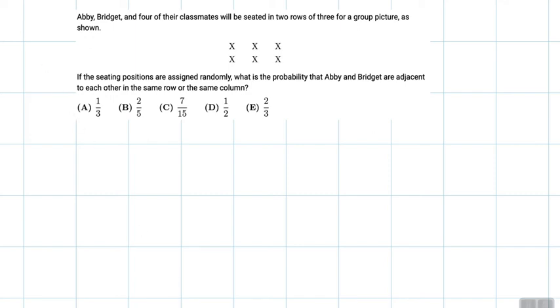Abby, Bridget, and 4 of their classmates will be seated in 2 rows of 3 for a group picture as shown. If the seating positions are assigned randomly, what is the probability that Abby and Bridget are adjacent to each other in the same row or the same column?